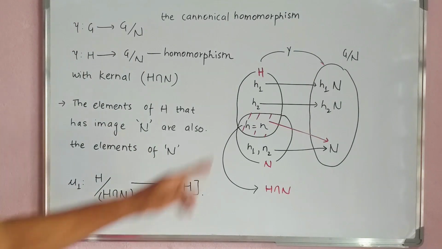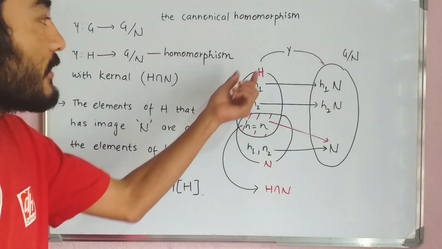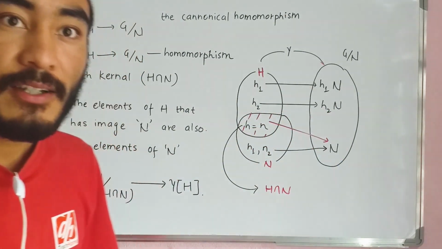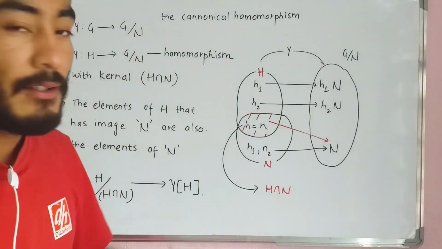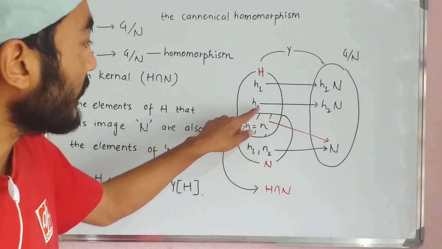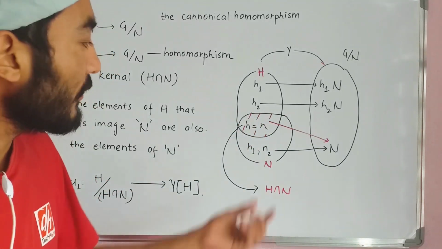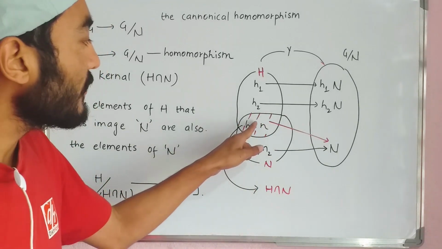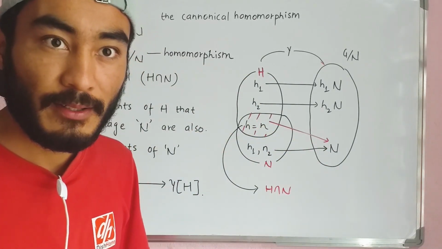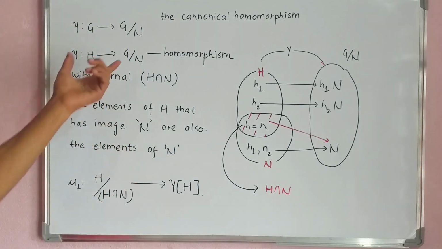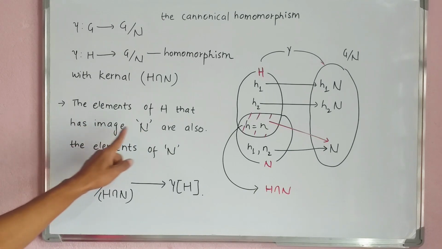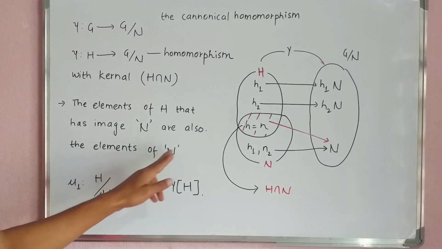Then gamma maps h1 of G, that is also an element of H, to the coset h1N. Likewise h2 to h2N, and the elements of the subgroup N to the subgroup N itself. So the elements of H intersection N, these are also elements of subgroup N. These elements of H, this portion of H, they are mapped to N. So we must have the kernel of this homomorphism is H intersection N, because the elements of H that have image N are also the elements of N.